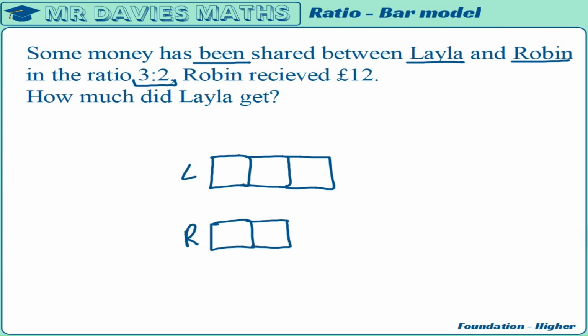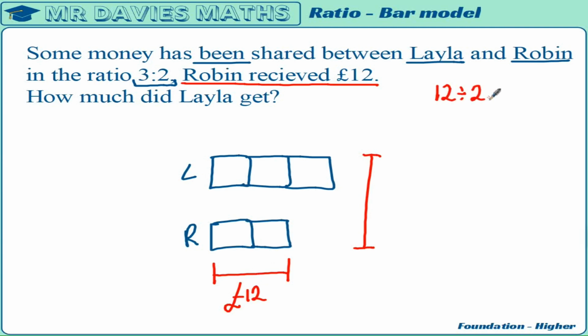Okay, which piece of information have we been given? So we don't know the total this time, that's not been given to us. The piece of information we got was Robin received £12. From here, I can figure out how much was in each one of Robin's boxes. Well, she's got 2 boxes and there was 12 in total. So 12 divided by the 2 boxes means that there was 6 in each of her boxes. So if there's 6 in each of her boxes, there also must have been 6 in Layla's boxes. So now we can figure out how much Layla had. Layla had 3 boxes, and again there was 6 in each one, so she received £18.